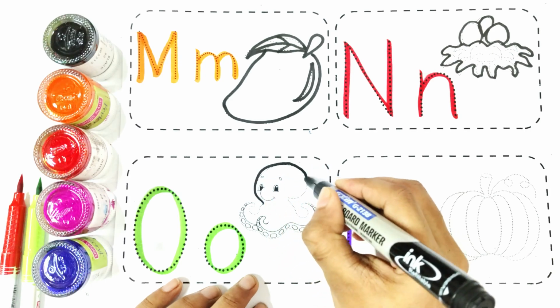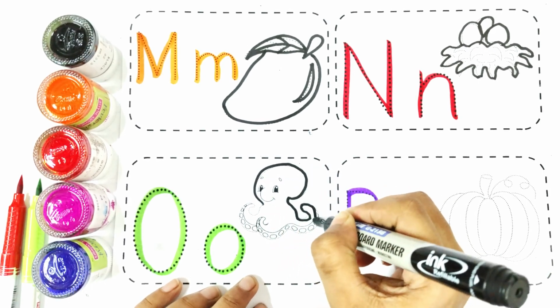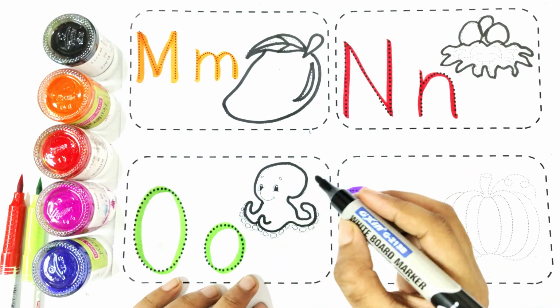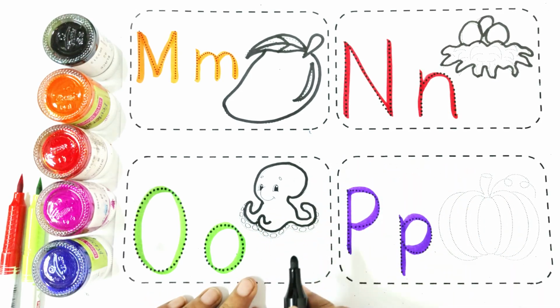O is for octopus. Draw with me an octopus. Again, say with me, O is for octopus.